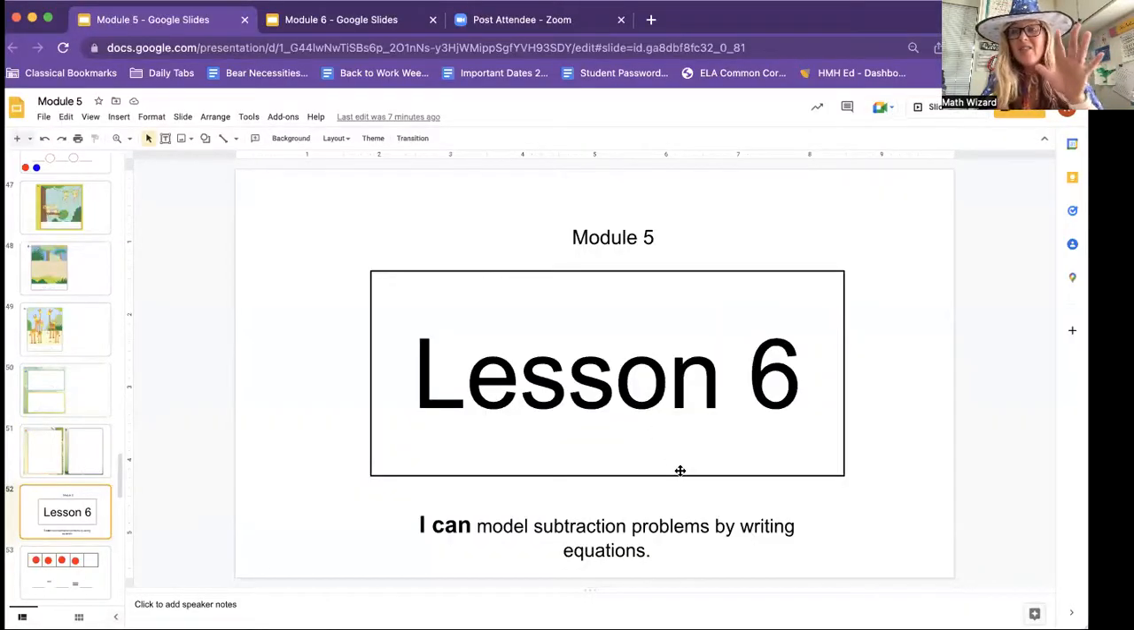Module 5, lesson 6. So if you need to go get your book, pause the video, go get your book and your pencil. All right, I'll just have a sip of coffee while you go get your book.